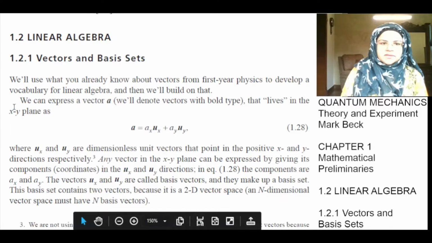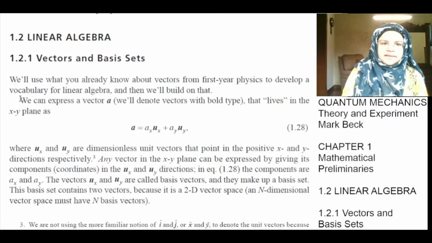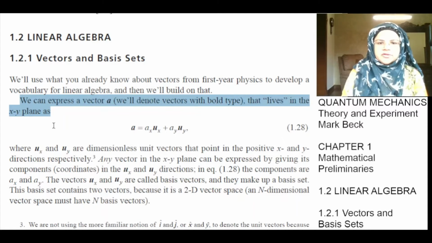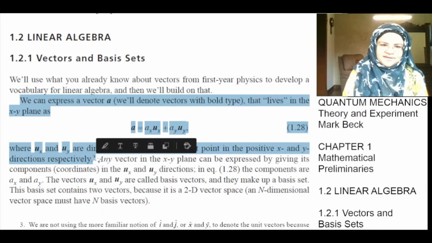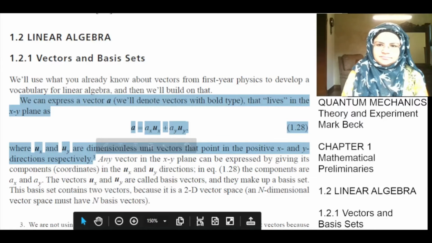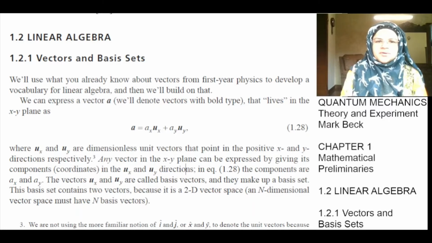We can express a vector A. We'll denote vectors with bold type. A vector that lives in the xy plane is A = ax ux + ay uy, where ux and uy are dimensionless unit vectors that point in the positive x and y directions respectively. Ux is the dimensionless unit vector in the x direction, uy is a dimensionless unit vector in the y direction, and A is a vector.